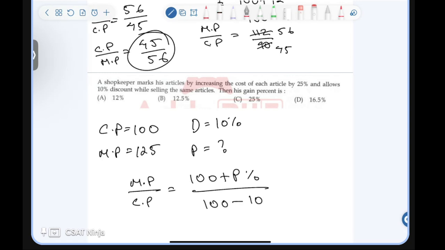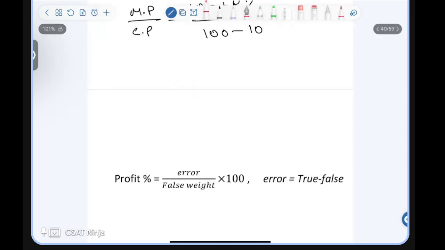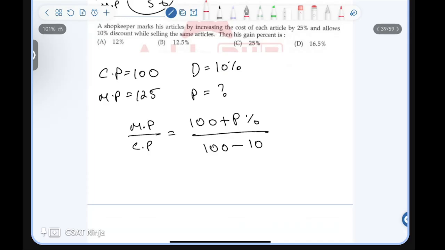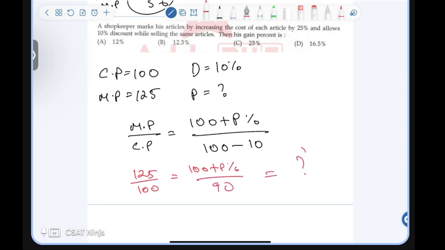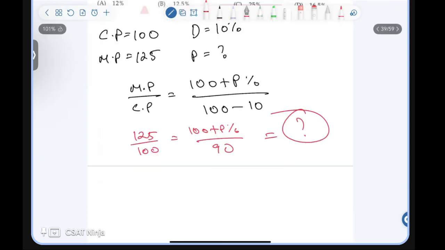I hope you're following this. I hope you understand why I'm assuming this. The question says the shopkeeper marks his article by increasing the cost of each article by 25%. That means the mark price is 25% more. If the cost price was 100, 25% more is 125. That's the reason why I'm using that. Now if I solve this, 125 divided by 100 is equal to 100 plus profit percentage divided by 90. I'll leave this one for you. You simplify this and check whether you are getting the accurate answer or not.